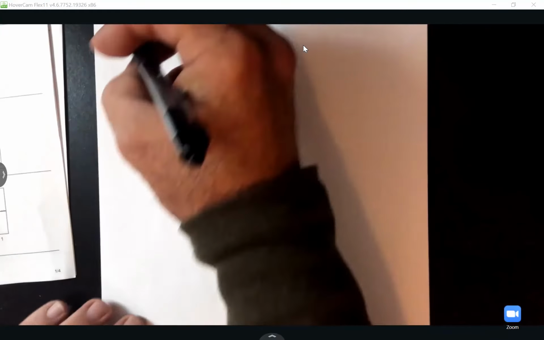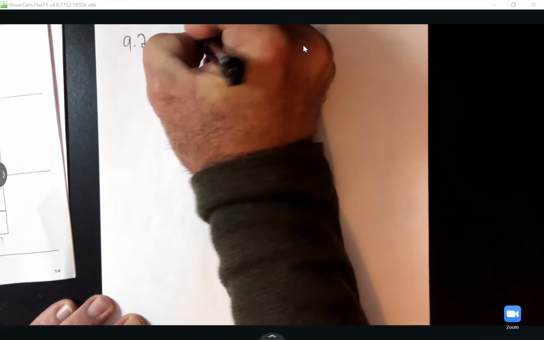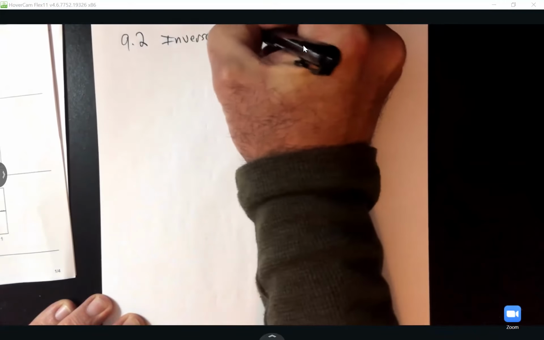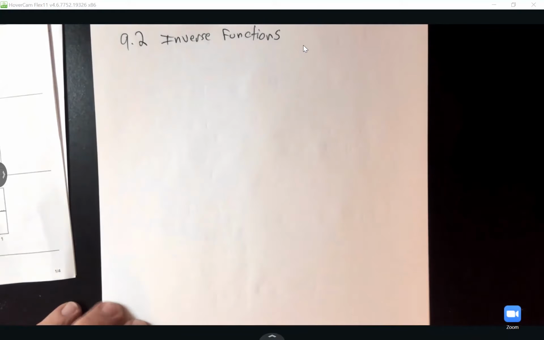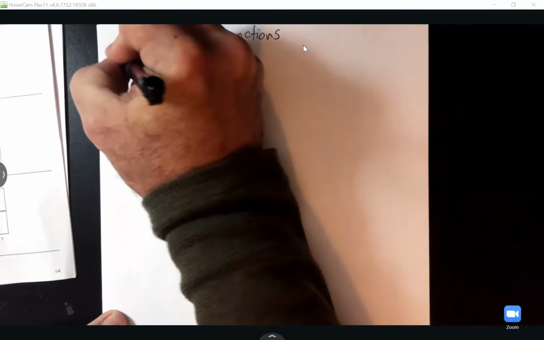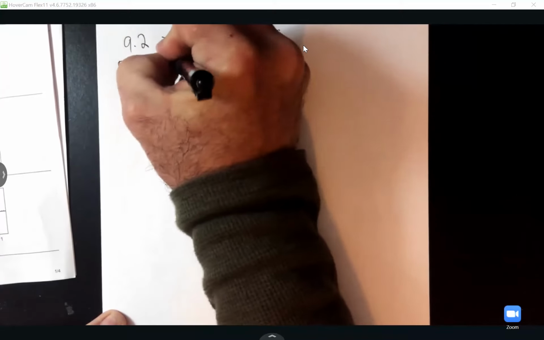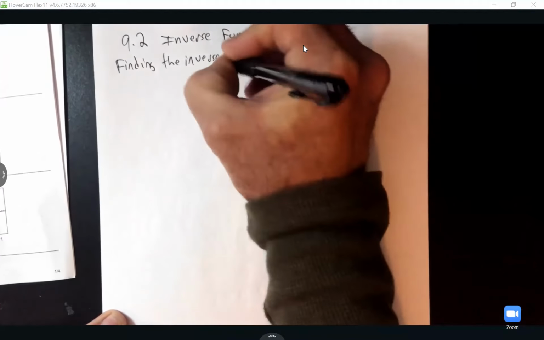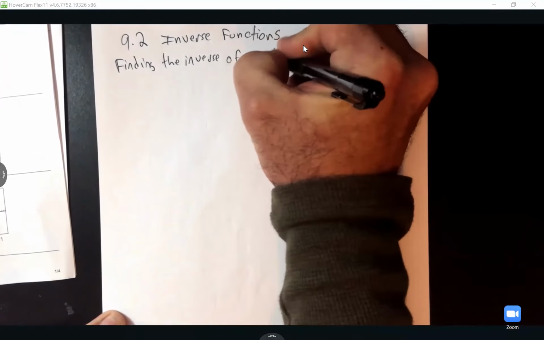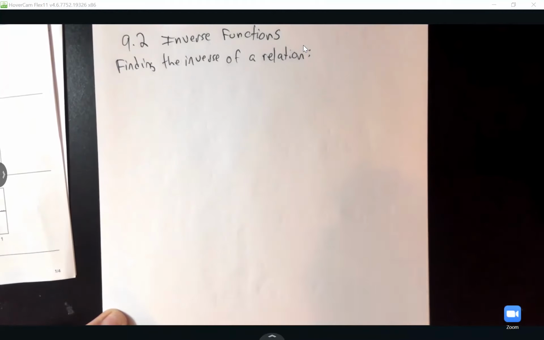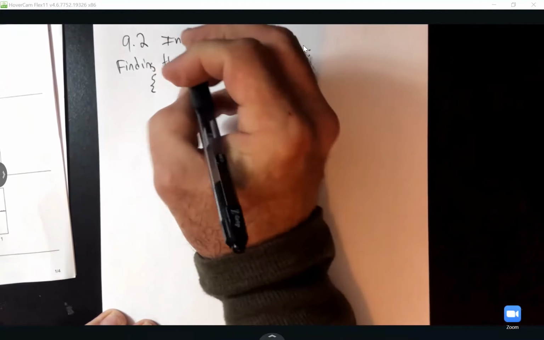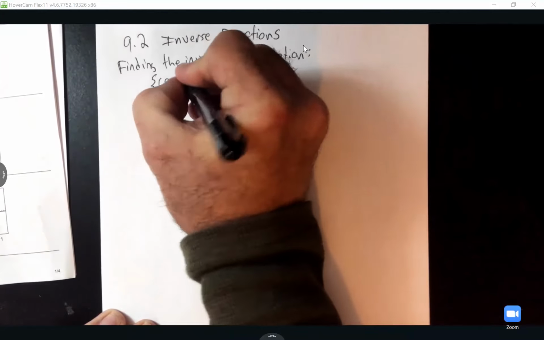All right, so 9.2 deals with what we call inverse functions. So the first thing we do is we're going to show you how to find the inverse of what we call a relation. So finding the inverse of a relation. So remember, a relation was a set of ordered pairs. So I'm going to show you the general form of these.